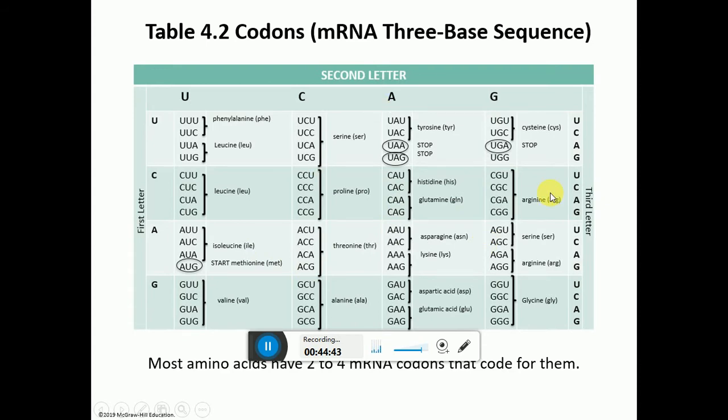There's no reason for anybody really to know this table. You just want to make sure that you're familiar with the start or the initiation codon, and that is AUG, and the stop codons, and those are UAA, UAG, and UGA.